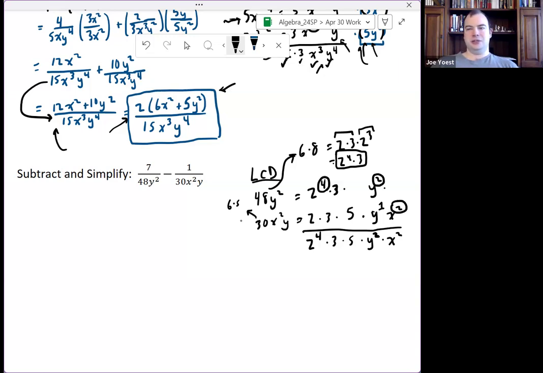And I will leave this in exponential form. So 48 factors into 2 to the 4th times 3. And then we have a 48y squared. That y squared is just 2 factors of y, so I'll leave that as y squared. 30 factors into 6 times 5, and 6 equals 2 times 3. So 30 factors into 2 times 3 times 5. So we have a 2 to the 1st in the 2's column, a 3 to the 1st and a 5 to the 1st. And then it's multiplied by x squared y. So we have 1 factor of y, 2 factors of x.